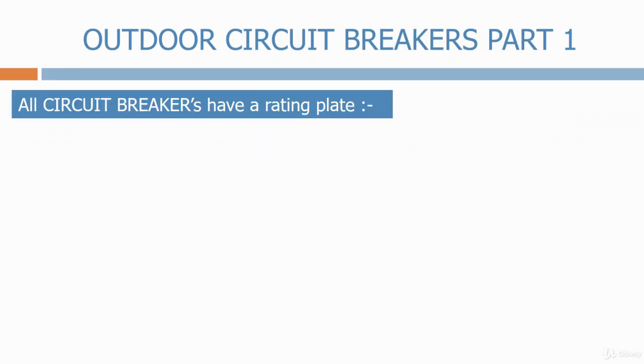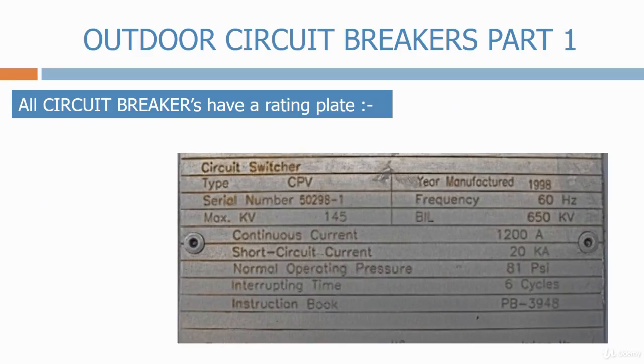All circuit breakers have a rating plate. Here's a typical example. Obviously, the information shown on the rating plate will vary from circuit breaker to circuit breaker, but you will always see the following key parameters. Firstly, we have the rated voltage. This is the maximum system voltage that the circuit breaker can carry.